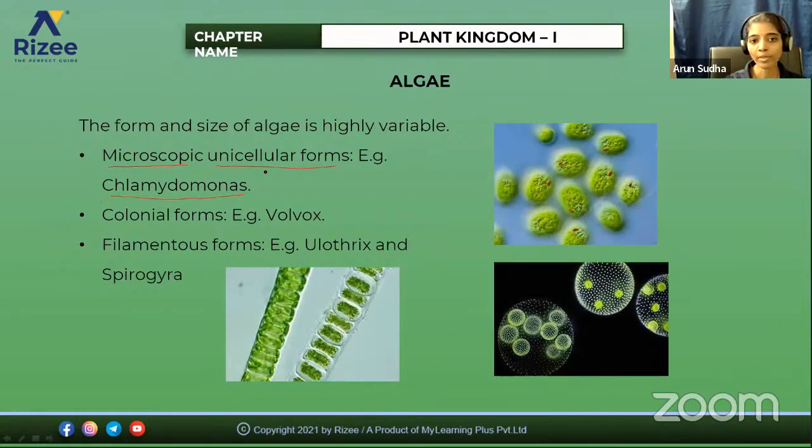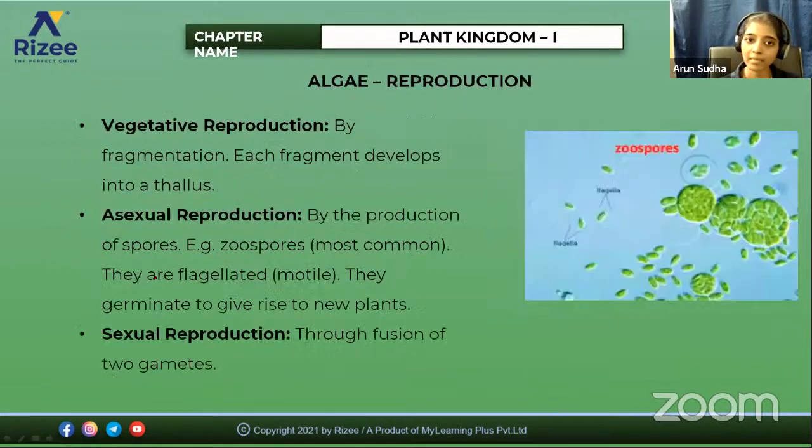So microscopic unicellular forms, example Chlamydomonas, and they may form colonies. That is, they exist in the form of colonies, example Volvox, or they exist in the form of filaments, example Ulothrix and Spirogyra. So these are about the form and size of the algae.